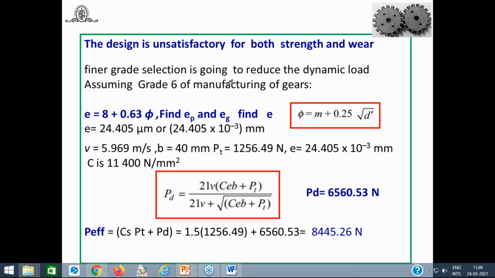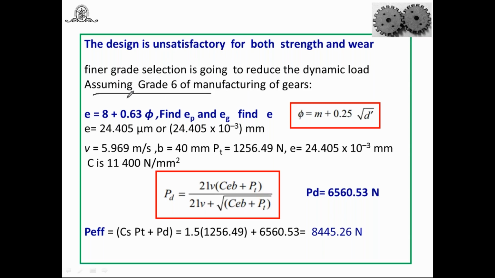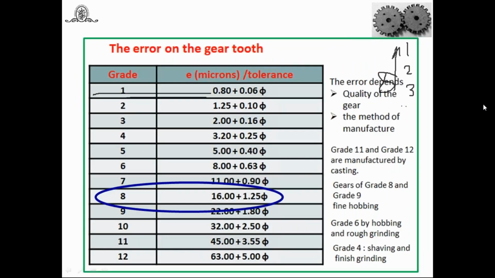So we have to change the manufacturing method. Now grade 8, instead of that you can go to the upper side grades. Upper side means grade 1, grade 2, grade 3, grade 4. Try to understand. I will show you here. I have a table with me. Look at this here. These grades.